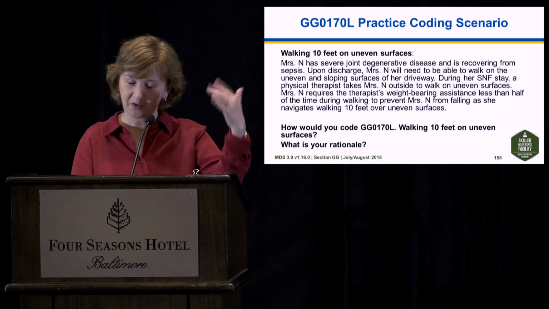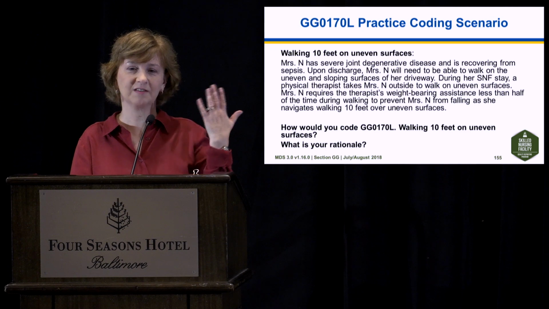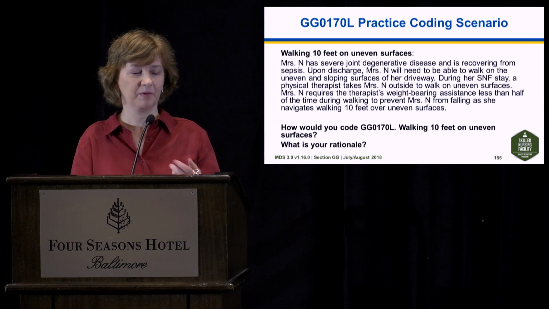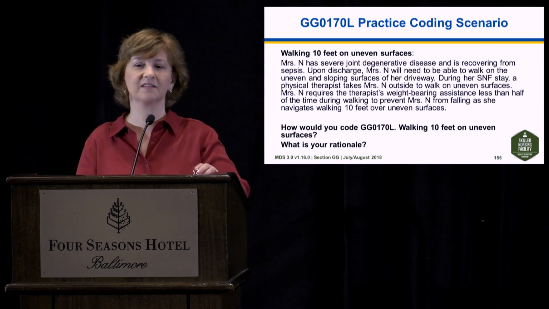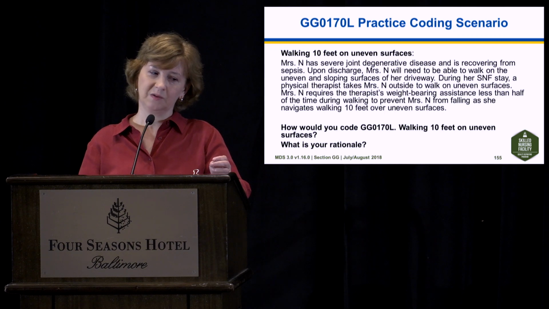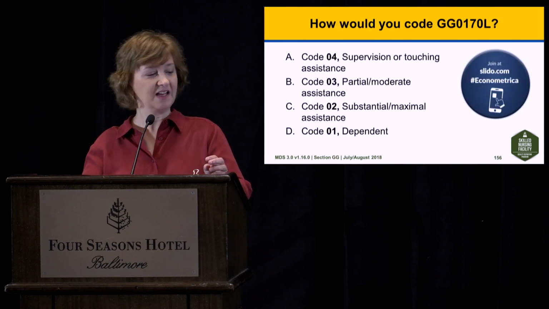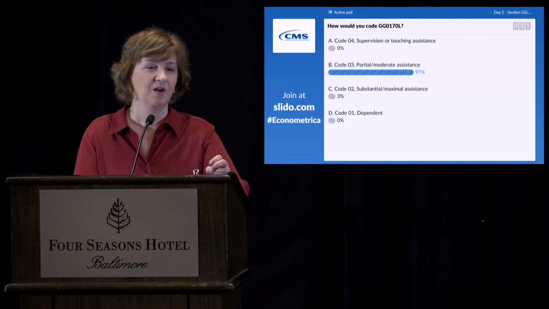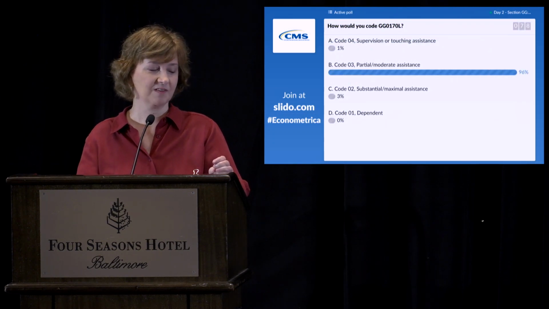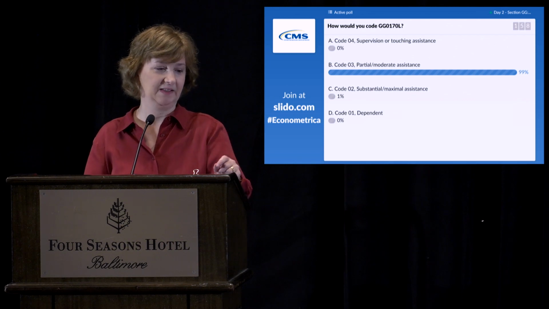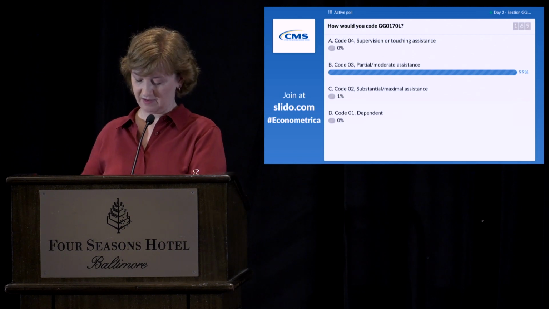So I'll let you think through those decision tree questions. There's obviously a helper needed. It's more than one helper providing setup or cleanup assistance. It's more than just touching. So it's going to be a 3 or below. So I'll let you decide. Is it 04, supervision or touching assistance, 03, partial moderate assistance, 02, substantial maximal assistance, 01, dependent. Okay, I'll just give you a minute.